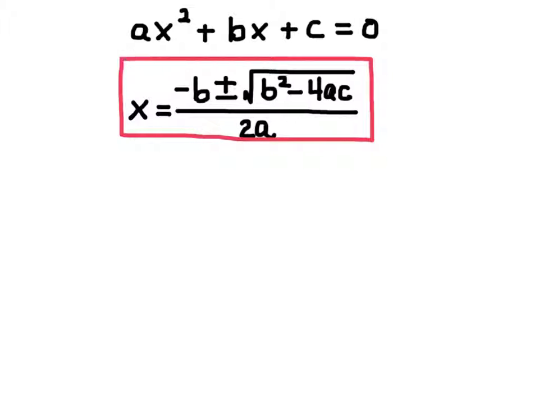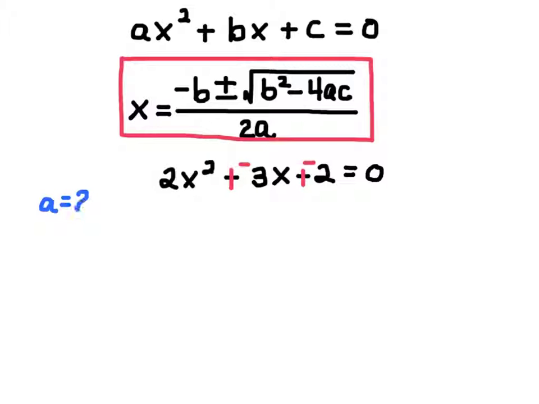And let's try this out. Here we have an equation. It's a quadratic trinomial. Let's start by changing the subtraction to add the opposite. Let's solve for x if this equation is equal to 0. What we want to do is find x, so let's start by finding a, b, and c. a is 2, b is negative 3, and c is negative 2.